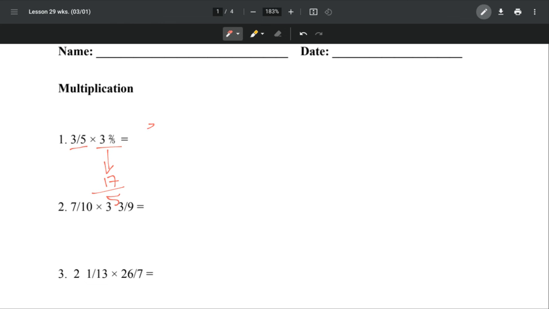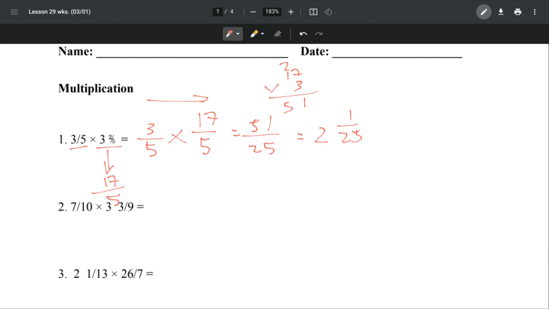And so now we can do 3 over 5 times 17 over 5, okay? We just multiply across, and so 3 times 17 is 51 over 5 times 5, which is 25, okay? And so can we leave it at that? No, let's simplify it and make it into a mixed fraction. So that's 2 and 1 over 25.